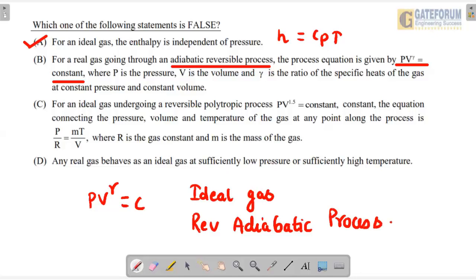Clear. Therefore, as per the question, the right answer will be option B. Why? Because it is not applicable for the real gas. What is written here? Real gas. This is the wrong line. Therefore, that is the correct answer. Option B is correct. Next question.